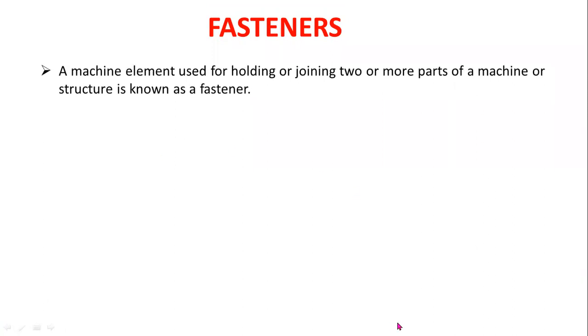Before going to the couplings, first of all, you have to know the fundamentals. First of all, you have to know the fasteners. A machine element used for holding or joining two or more parts of a machine or structure is known as a fastener. The process of joining the two or more parts is called fastening.